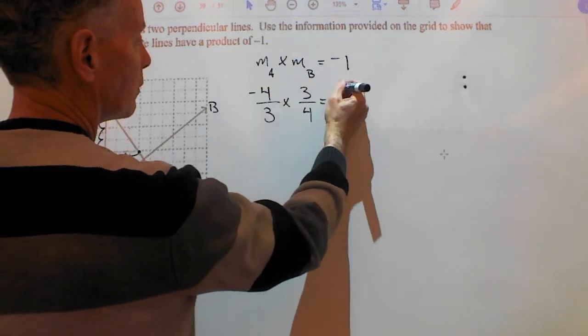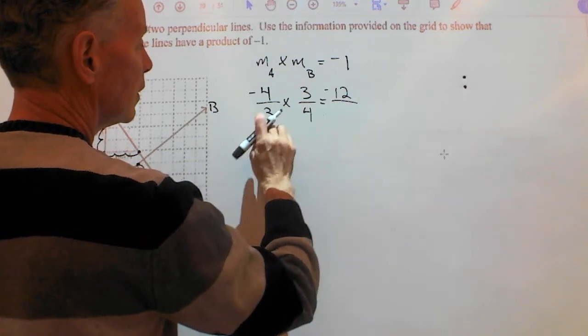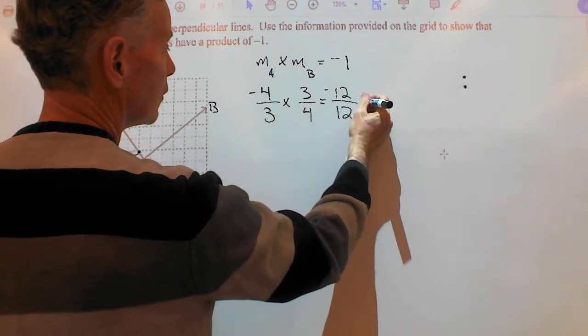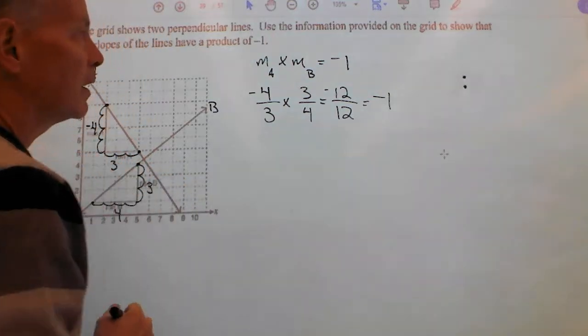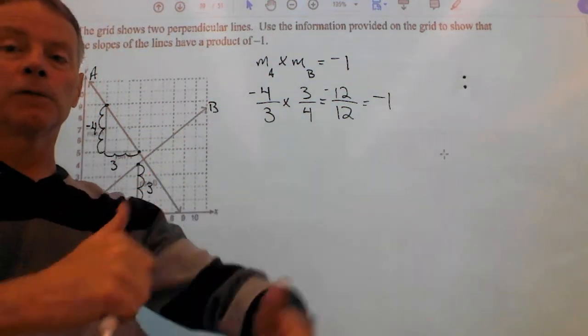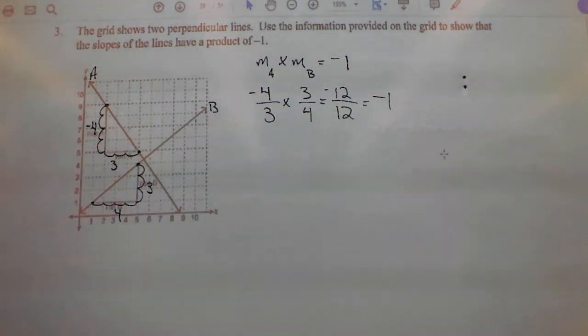And -4 times 3 is -12. 3 times 4 is +12. That equals -1. Therefore, we've proven that they're perpendicular. Okay?